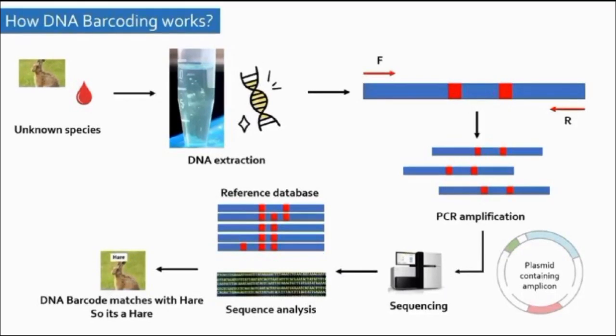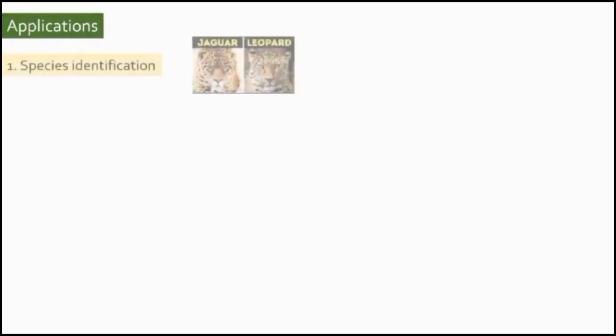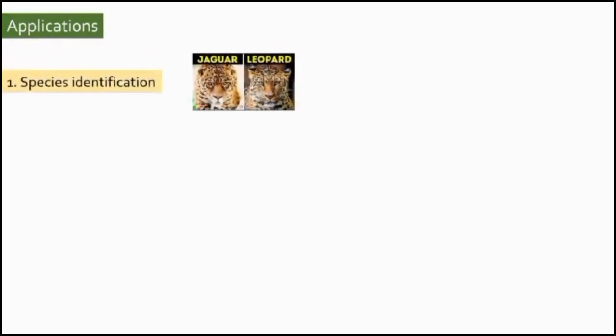If some DNA variation is found in the DNA barcode of our unknown organism, then it may be a novel species. Now let's see some of the useful applications of DNA barcoding. With DNA barcoding, one can quickly and accurately identify the species of an unknown organism, even if it is difficult or impossible to do so based on its morphological appearance.